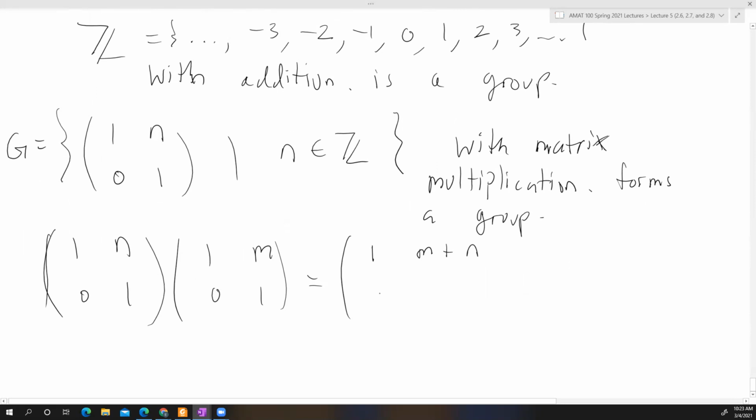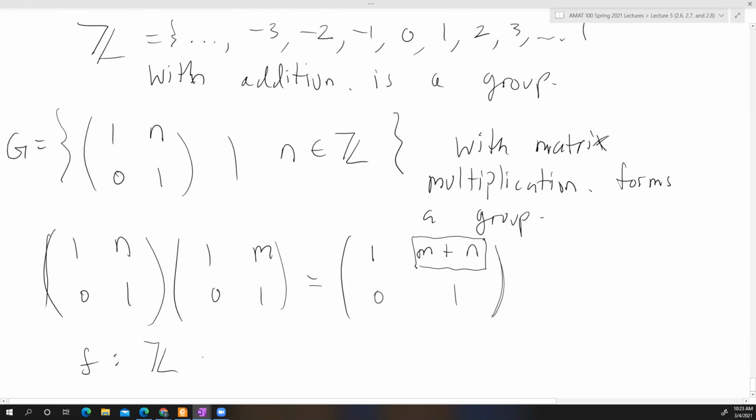And then 1 times 0 gives me 0 here. And then 0 times m plus 1 times 1, so I just get 1 on the diagonal. And notice, all you really care about in this matrix is this element here. When you multiply these matrices, all you're doing is adding these entries right here. So the isomorphism is not hard.